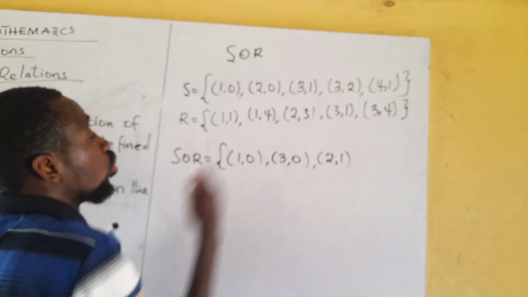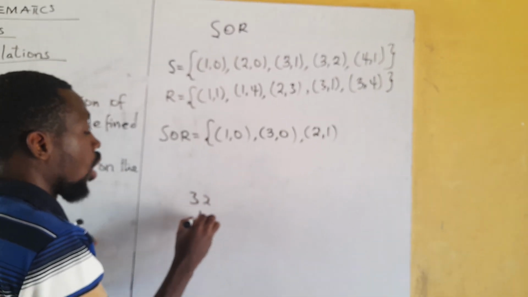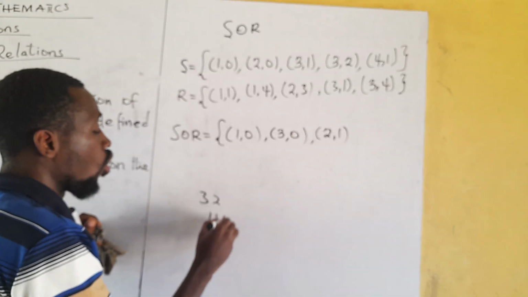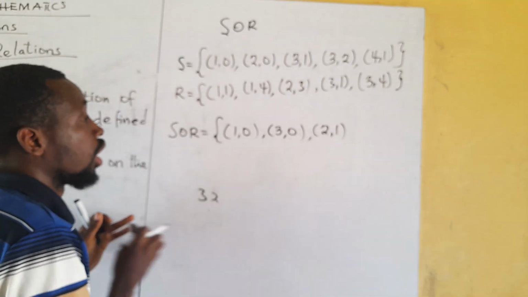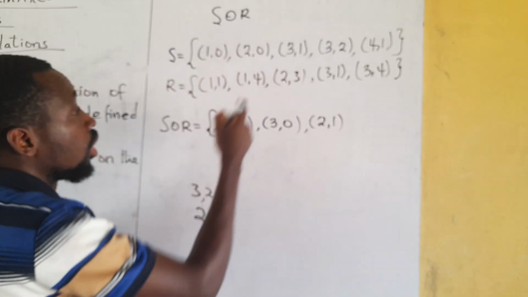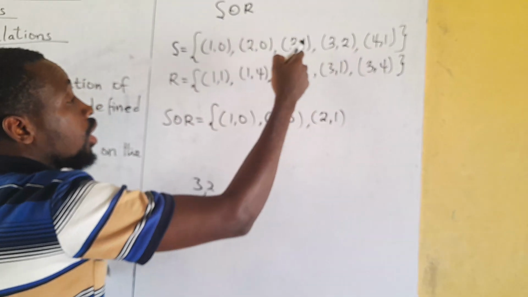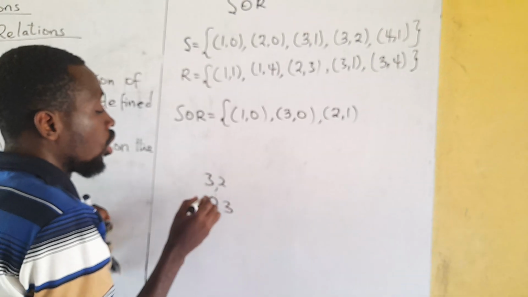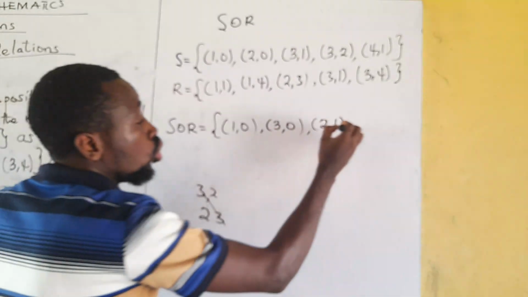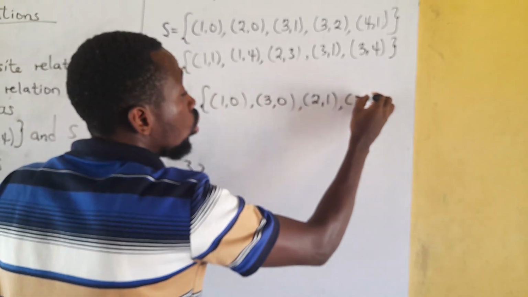Then we take 3 2. 3 2 against 1 1. We can have such. 3 2 against 1 4. We can have such. 3 2 against 2 3. This 3 2 against this 2 3. So you see that this 3 relates to that 3. Then we can have the other pair 2 2.